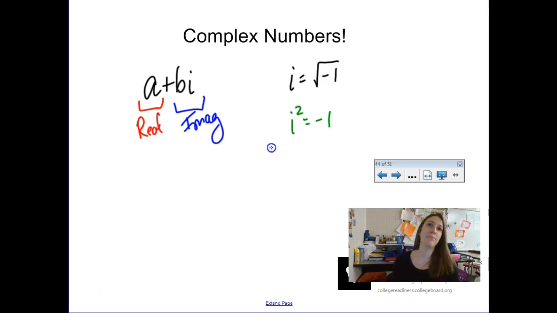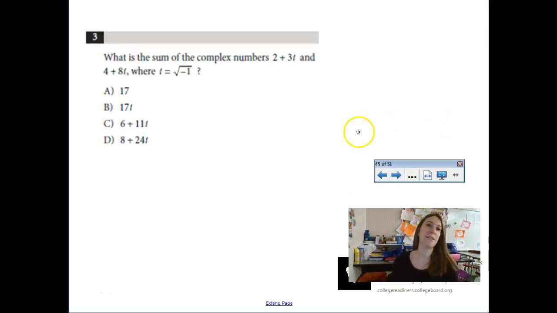So we had some problems in Algebra 2 where we had to do various operations on complex numbers. Sometimes we had solutions that were complex numbers. So let's take a look at some SAT examples here. And I don't know if it's blurry or what, but I think they're using t here instead of i, but that bothers me, so I'm just going to make these all i's.